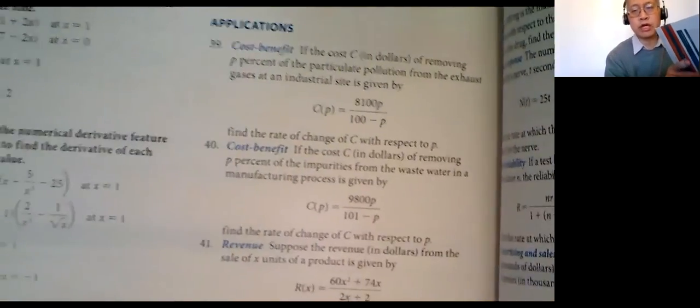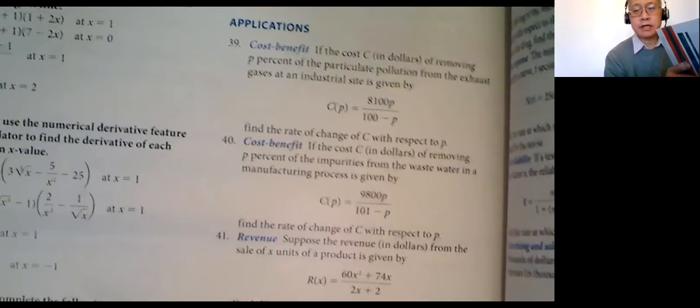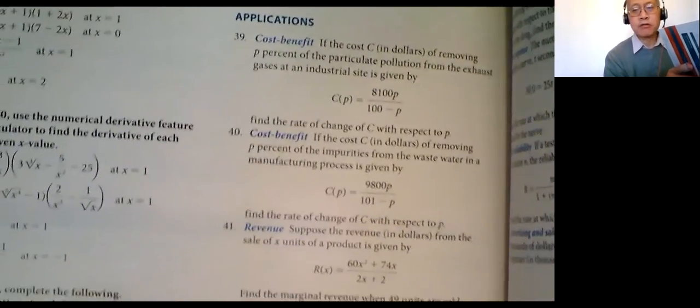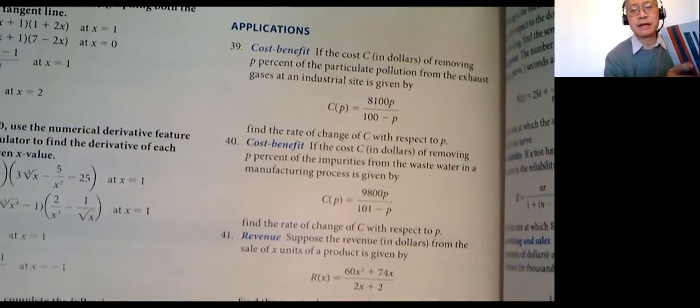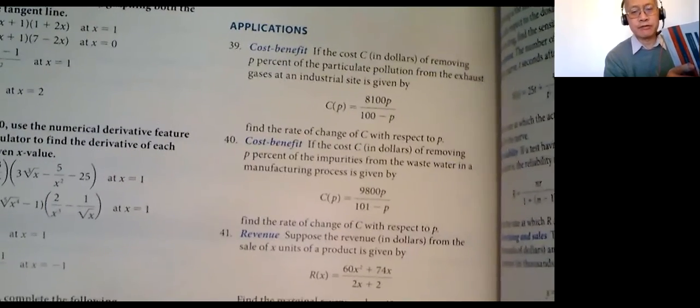So it's not really a word problem. It's kind of a mini word problem. You see all those words, but if you just cut to the chase, it means take the derivative. Rate of change of C with respect to P, or dC/dP. Okay, bottom line, just take the derivative.